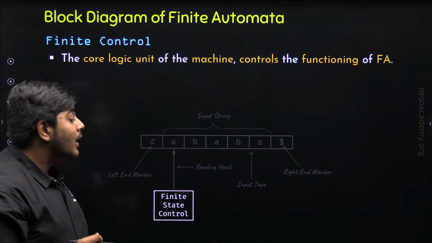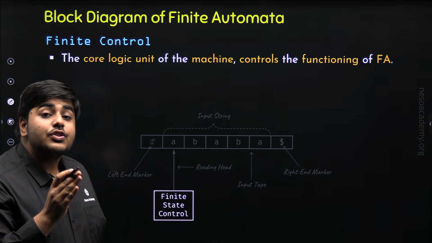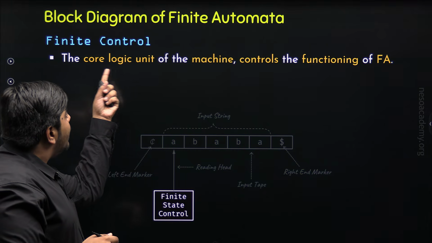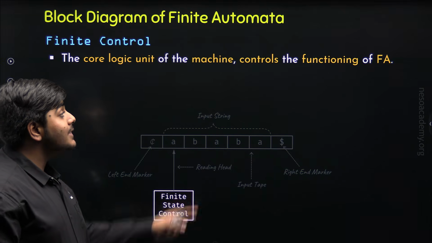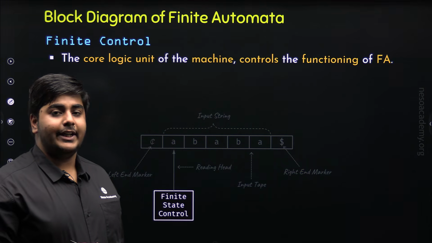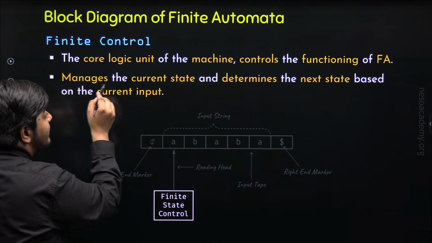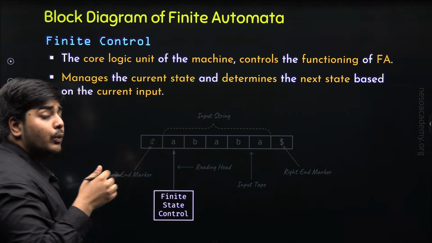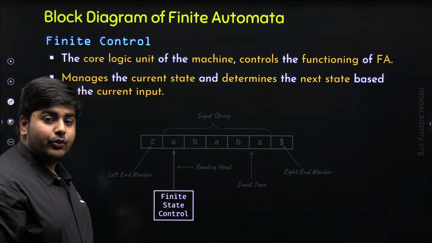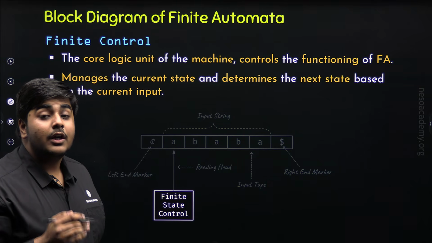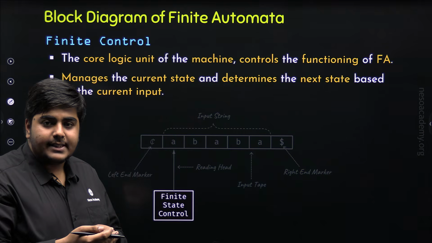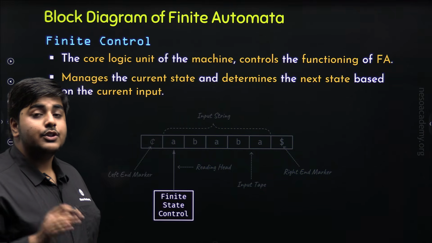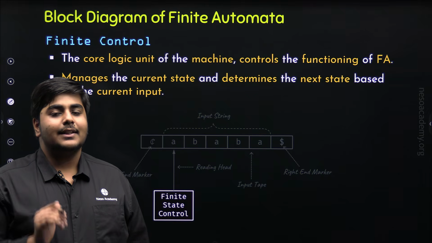As I have already told you, this finite state control is the most important part of the finite automata, and it is also called the core logic unit of the machine because it controls the overall functioning of the finite automata. It manages the current state and determines the next state based on the current input, which simply means that this finite state control applies the transition rules, which tell us which will be the next state on the basis of the current state and the current input symbol. So I hope finite state control is clear to you.